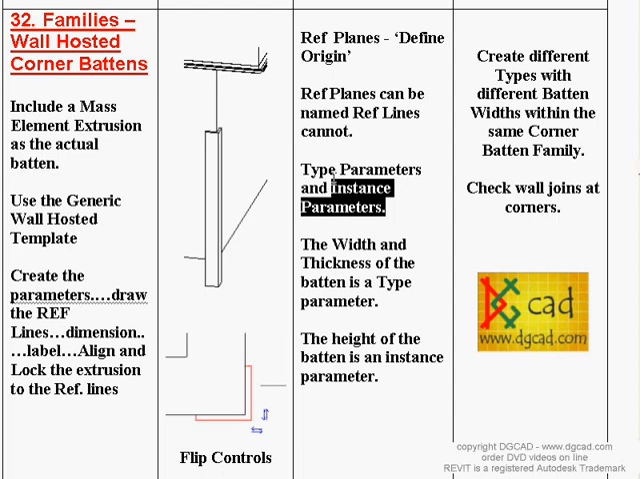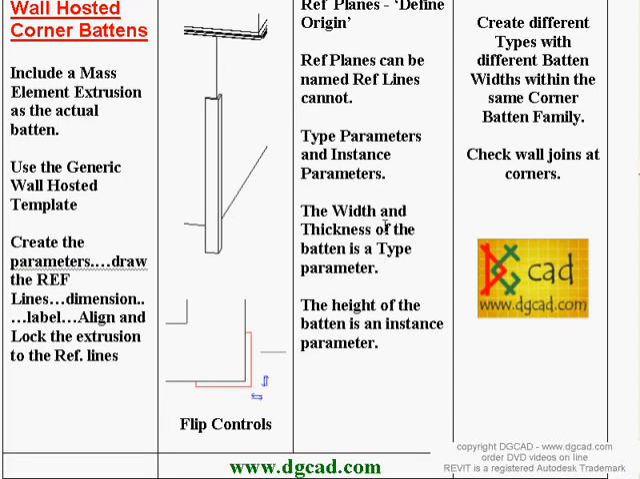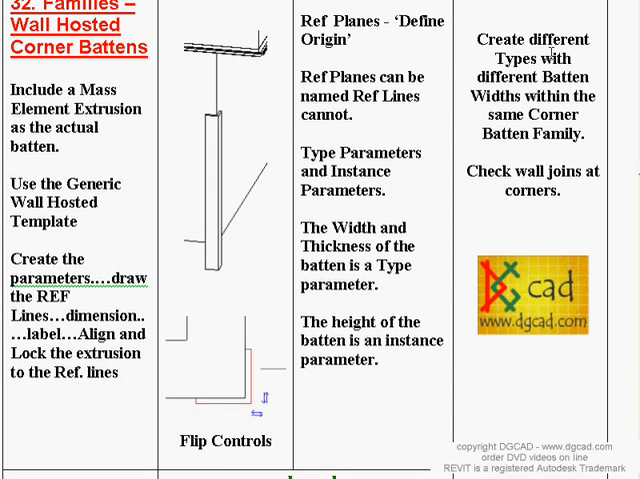We have type parameters and instance parameters in here again. An instance parameter is the vertical height, whereas the type parameter is the geometry of the profile. The width and thickness of the batten is a type parameter. The height of the batten is an instance parameter. Create different types with different batten widths within the same corner batten family, and that's the idea, is we'll have different types within that family.